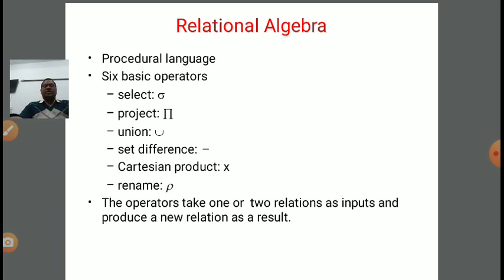All these operators are used for different purposes. The operator takes one or two relations as input and produces a new relation as a result. So we need to provide as input one, two or more relations, and from those input relations the query will be processed. The query evaluation engine will do the task, optimization will be there, and at the end it will produce a new relation as a result, right?